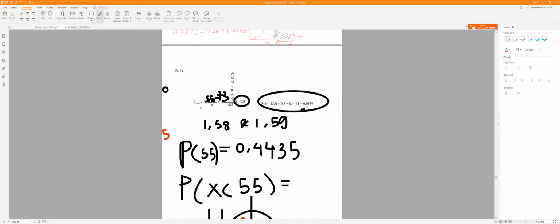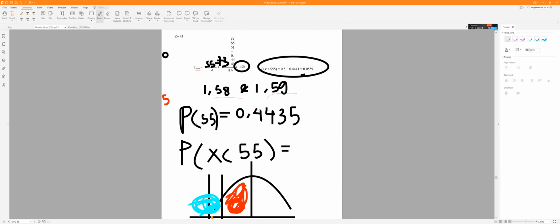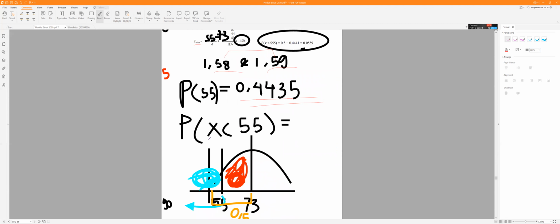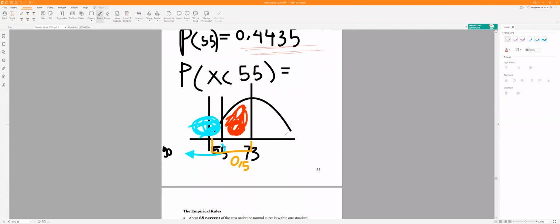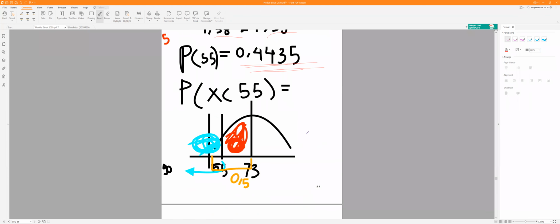All right, this is very messy. So the Z value is 1.586, which is between 1.58 and 1.59. So you find the probability for the one in between these two, which is 0.4435. So the probability that X is less than 55 is, well, this. Okay.